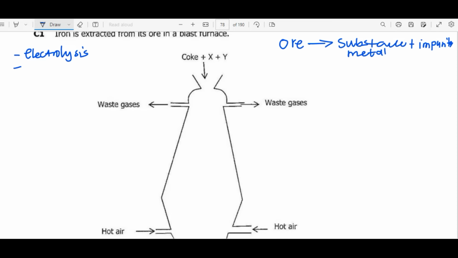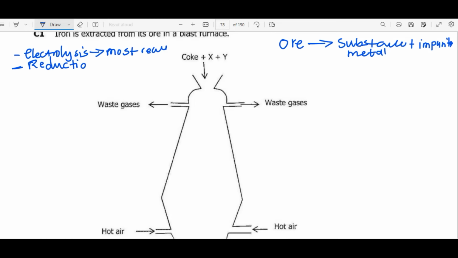Also remember that some metals are just found in nature. So there are some metals that are found in their native form. Then others have to be extracted, and for the most reactive ones, they have to undergo electrolysis. So these are the most reactive metals. Then for the least reactive, extraction is by reduction.